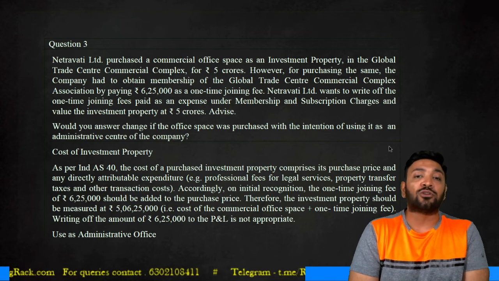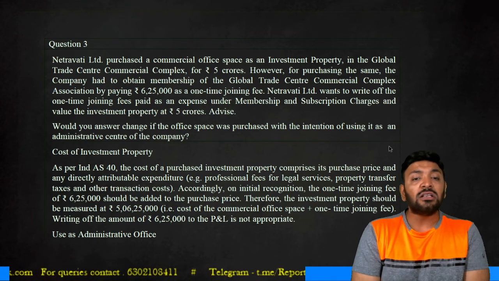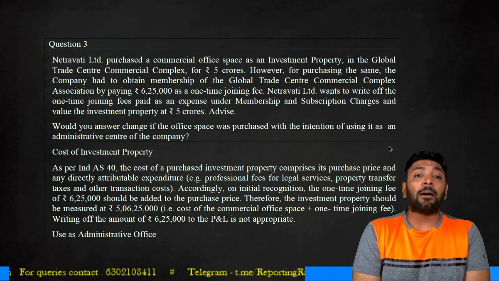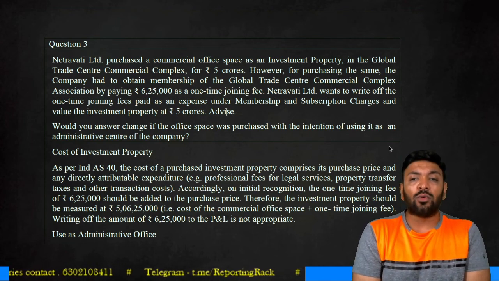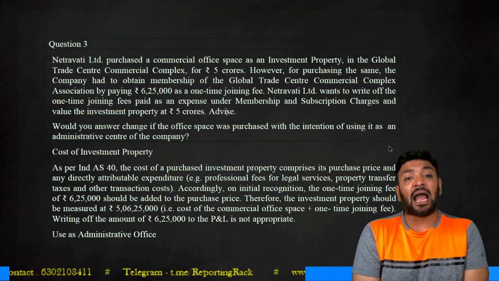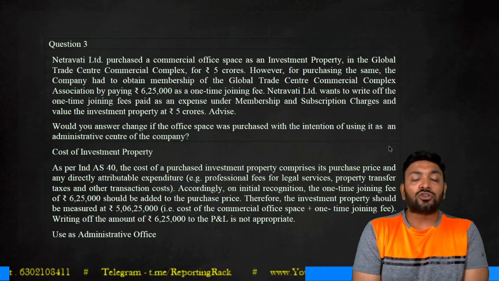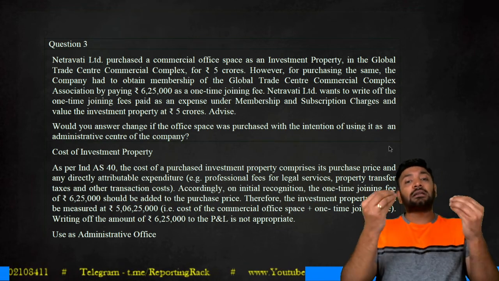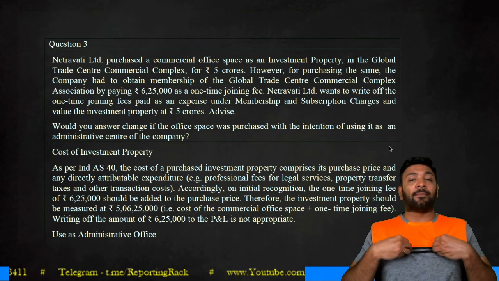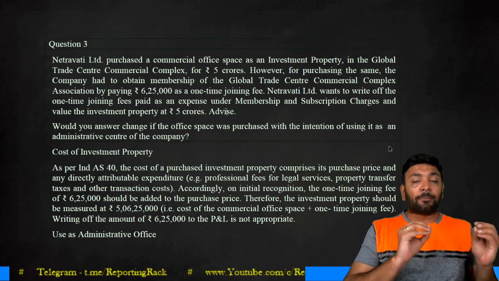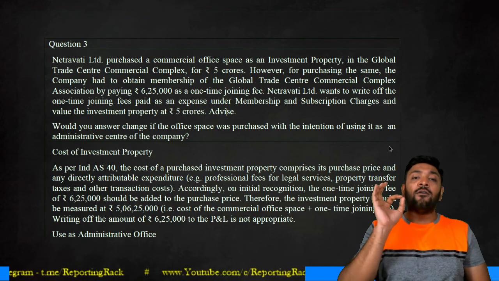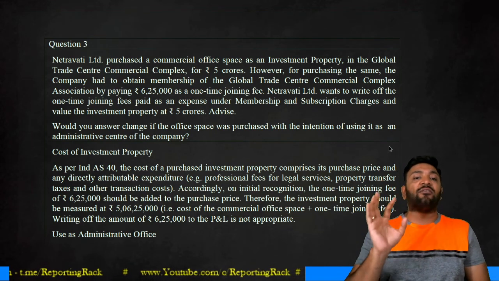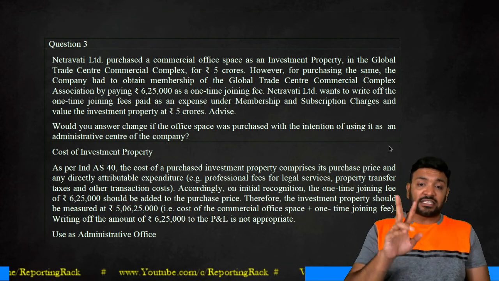Advice: the answer is absolutely wrong, because he clearly said the company had to obtain a membership at the time of purchase. So in order to use that commercial space, you need to obtain that membership. It is incidental to the purchase of the property. Therefore, you have to capitalize the entire 5,06,25,000.